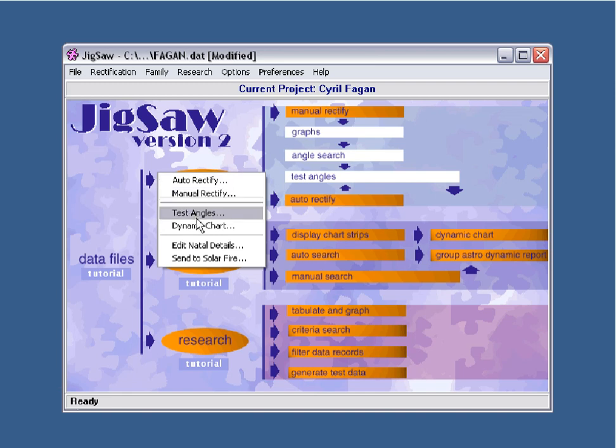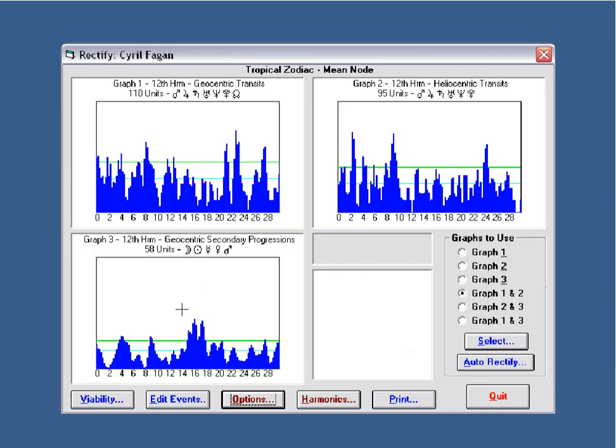Then go to rectification. Roy was saying in the workshop he just wants to push auto rectify, run it, and then run it from there. I don't like doing that, but you can. That's a shortcut, but then you actually have to eliminate things and so on. I like to take it through. I like to see the graphs. I like to see what's going on. So I like to click manual rectify to get these graphs.